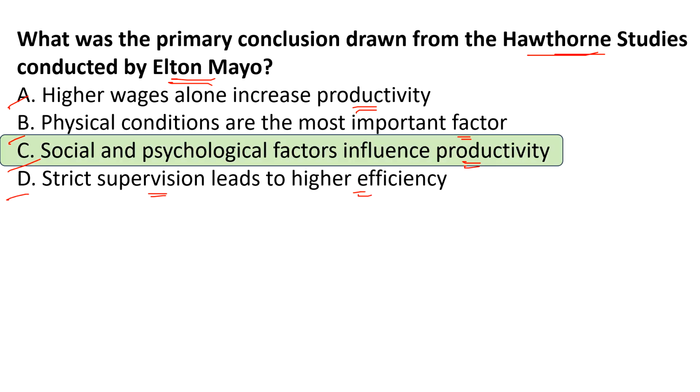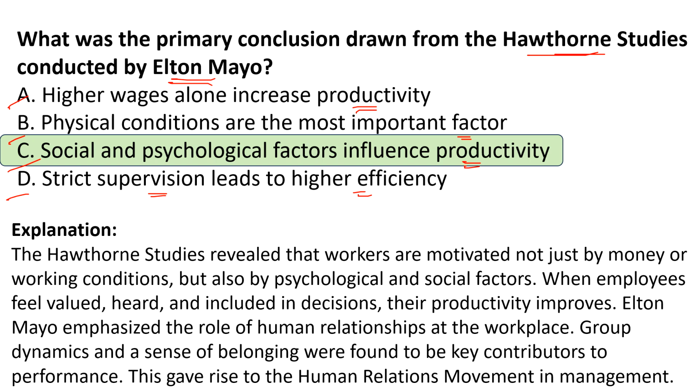Okay, I'll explain it. See, the Hawthorne study revealed that workers are motivated not just by money or working conditions, but also by psychological and social factors. Clear? You must be understanding this statement. The Hawthorne studies are saying that many times, or the majority of times, employees or workers will not be satisfied by working conditions or money only. They can be satisfied by psychological or social factors as well.